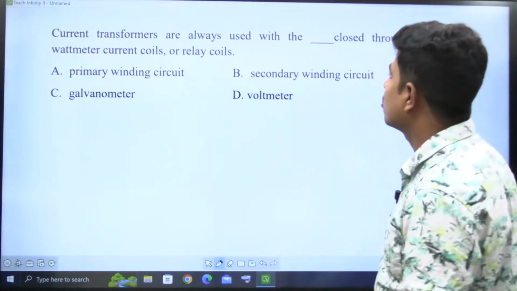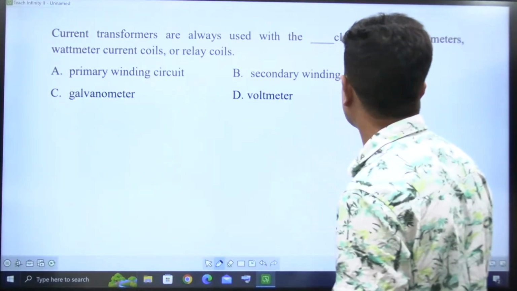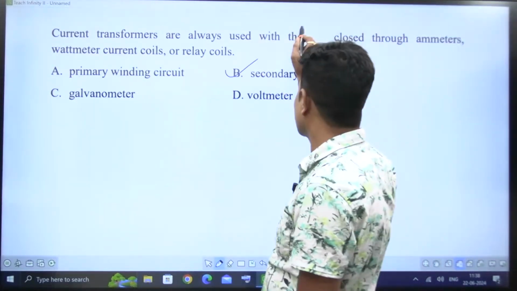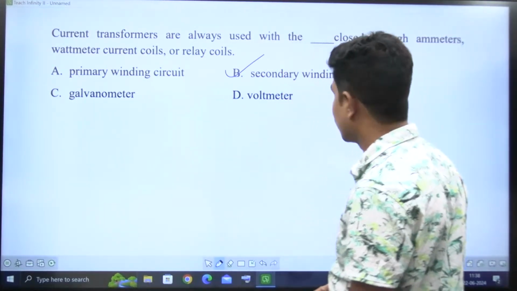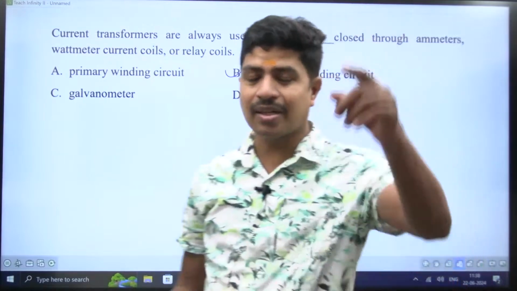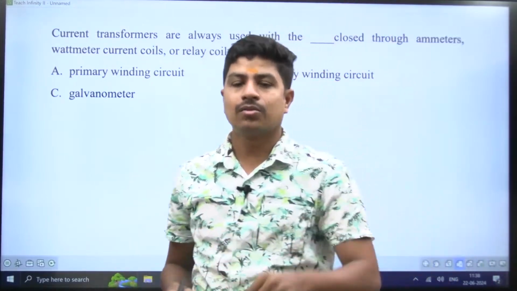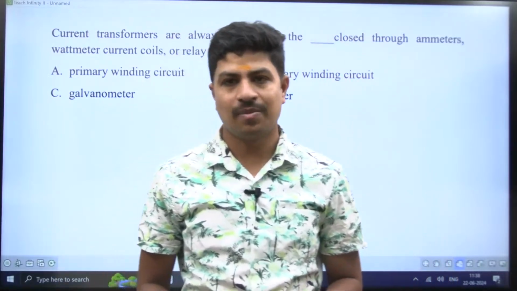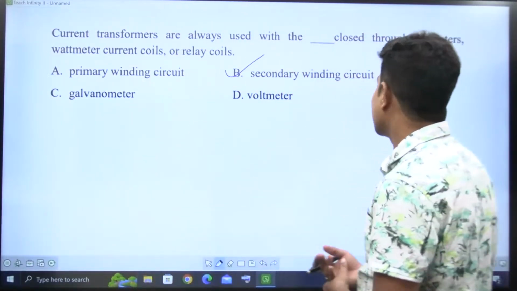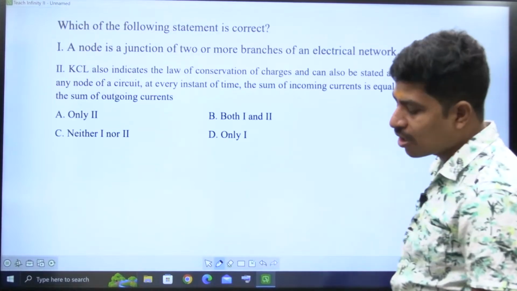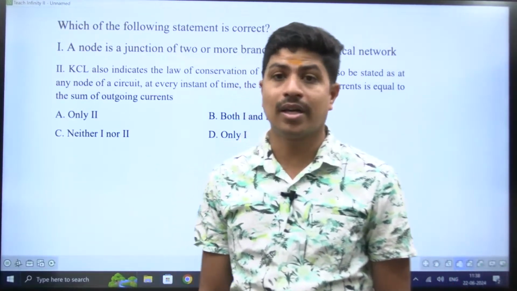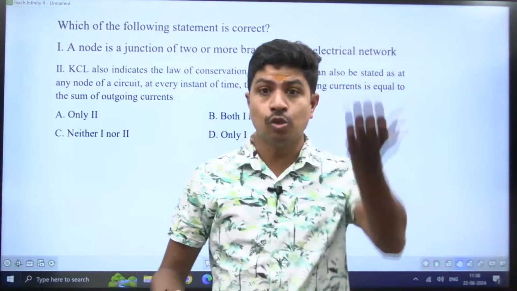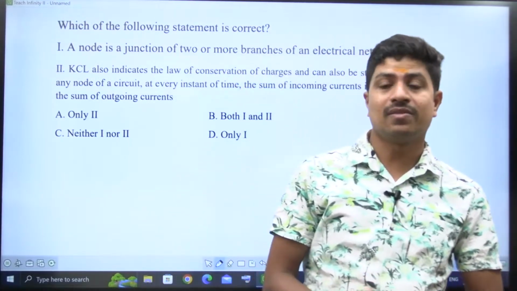Next point: current transformers are always used with a dash closed through ammeters, wattmeters, current coils, or relay coils. Secondary winding circuit. See, in a current transformer, the primary is connected through the transmission lines, and the secondary must be connected to ammeters for the measurement of current. Ammeters or wattmeters, whatever they are, are connected in the secondary of the current transformer, because in the secondary the current is reduced while the primary current is huge. You can't connect an ammeter in series in the primary because the current is huge.